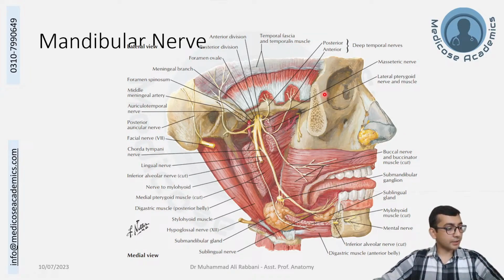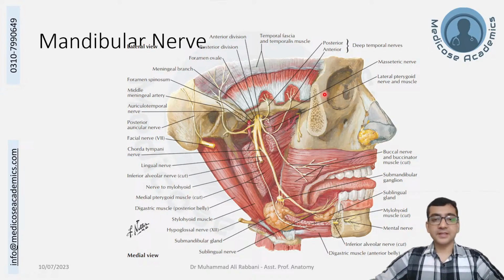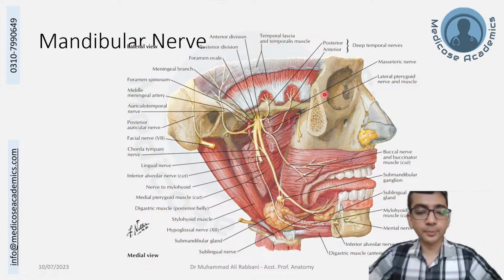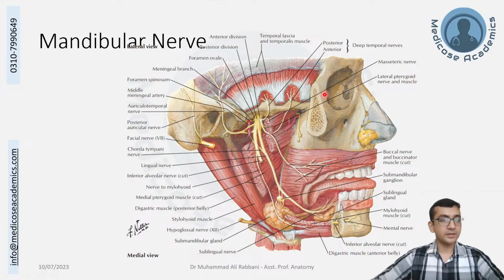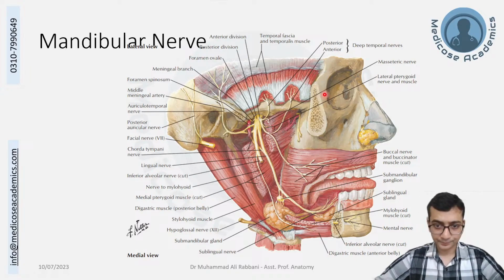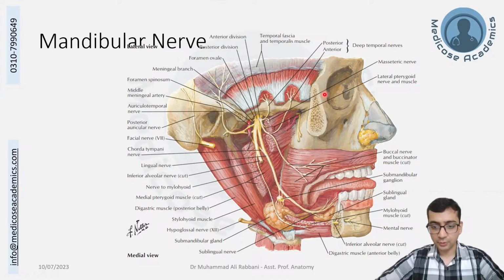Then we are going to discuss the mandibular nerve. Don't worry, I will discuss the mandibular nerve topic again with the trigeminal nerve, and I will trace all of its divisions with its branches. But let's discuss it here also. My focus will be to identify the nerves and to see where they go in the cranial nerve.